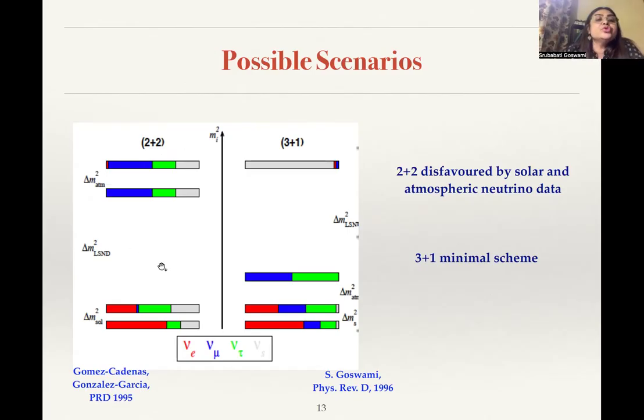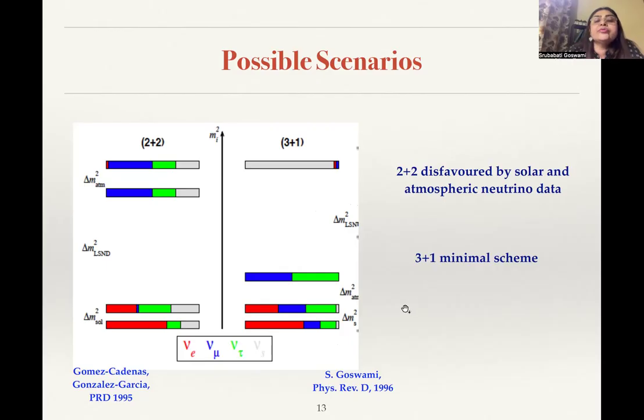The possible scenarios studied at that time, in 1995, included 2+2, where there is the atmospheric pair and the solar pair separated by the LSND gap, and the sterile neutrino can contribute either to the atmospheric anomaly or to the solar anomaly. However, the solar and atmospheric data subsequently disfavored this scenario.